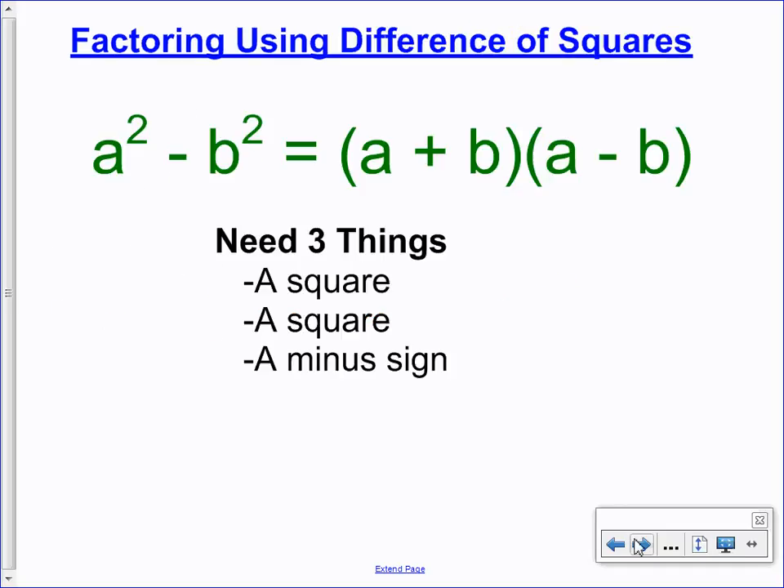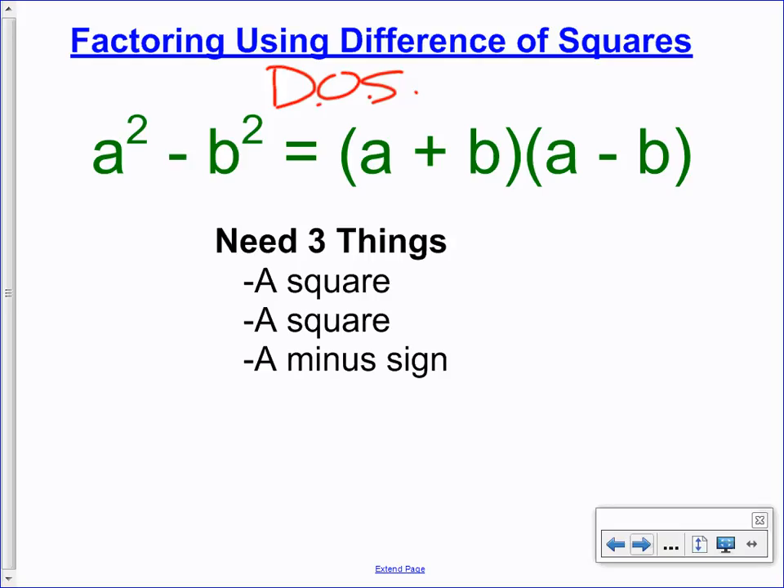All right. Difference of squares, which from now on I will call dose. Anybody watch Special Agent Oso? Mr. Dose. No? Okay, here we go.